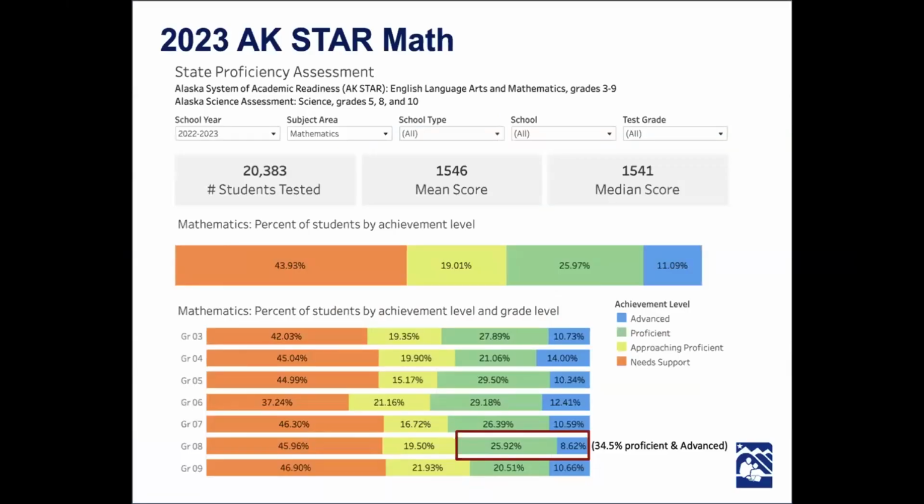So in ASD, this is the math results. And you can see the red box is 8th grade. We have 34.5% proficient or above on the AK Star. And remember, this is at the end of 2023 because of the late release of results. So that means we're about 5% right now below what is typical in the nation. Okay, the other grade levels are on there.